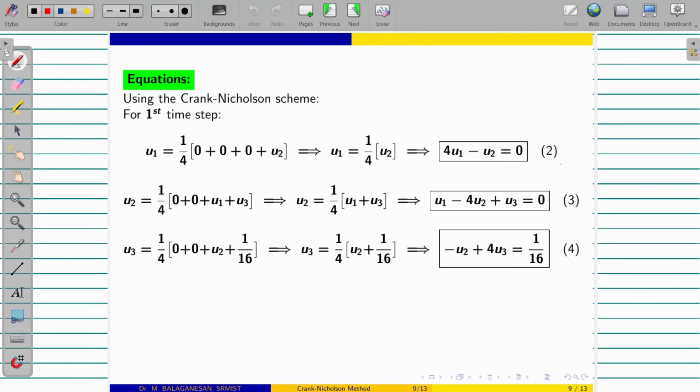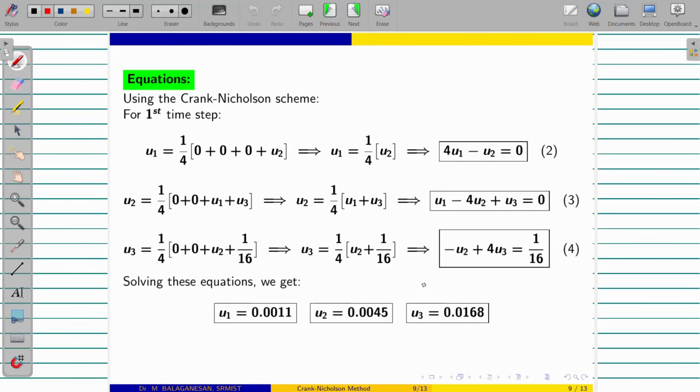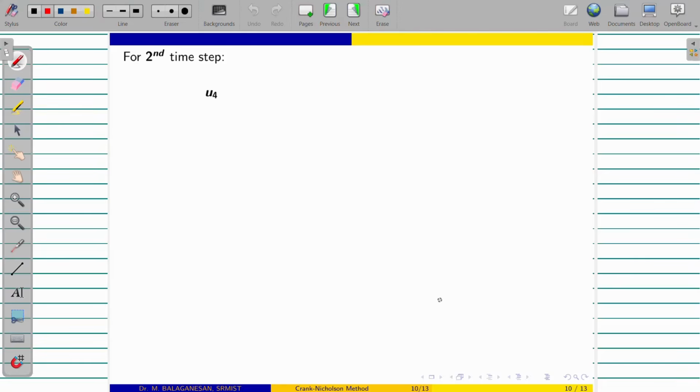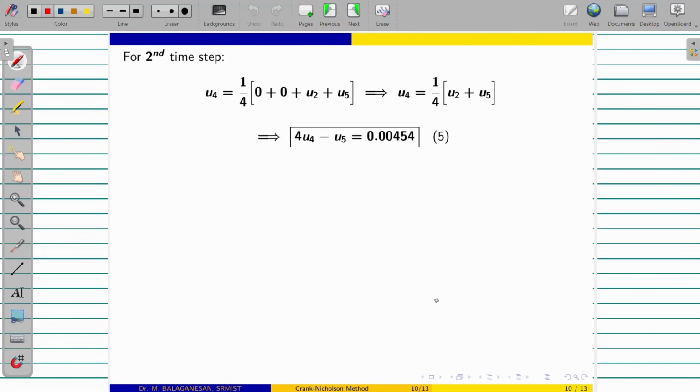So if you are solving equations 2, 3, 4, keeping it in decimal places for three unknowns using a calculator, we can get u1 is this, u2 is this, u3 is this. Now that we found u1, u2, u3, we have to find u4, u5, u6. Two time steps. What is the value of u4?